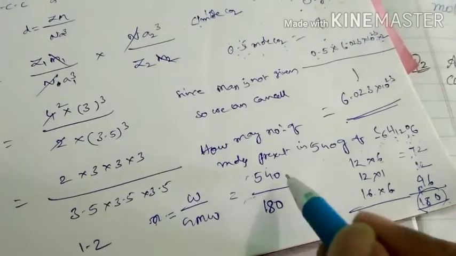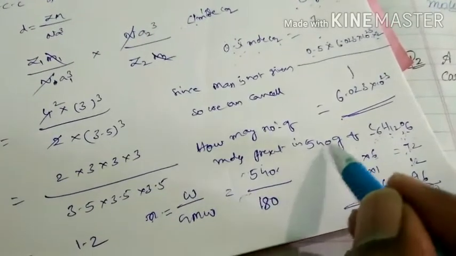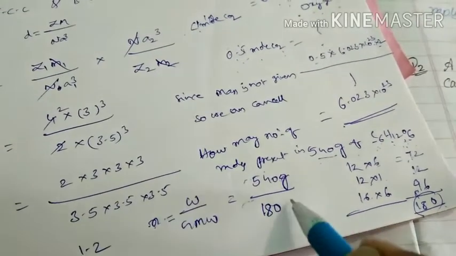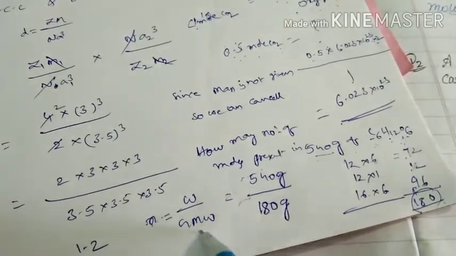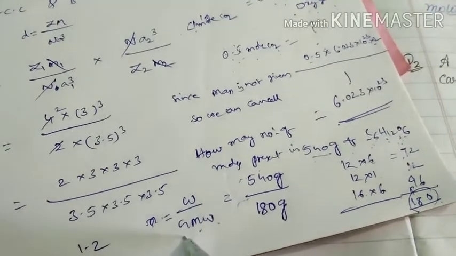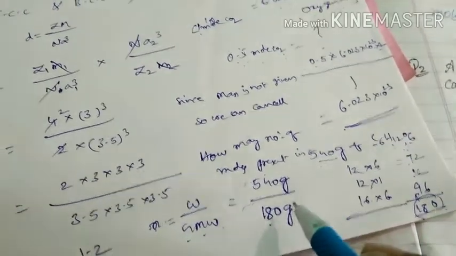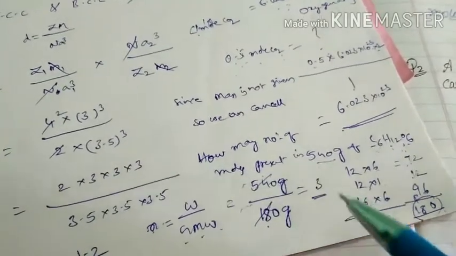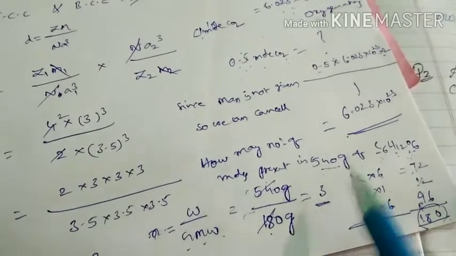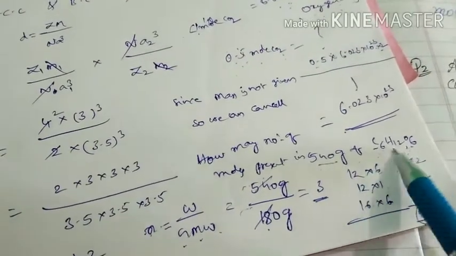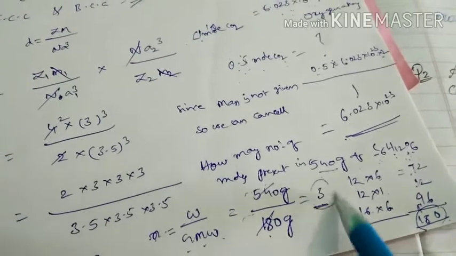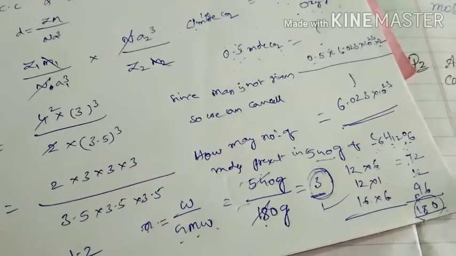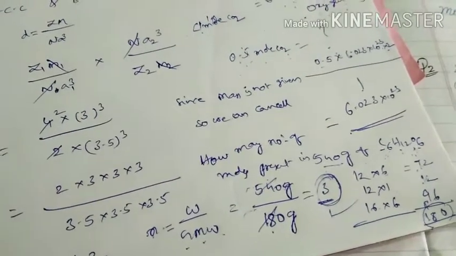Since the weight is mentioned in grams, it is better to always mention units. Here 180 grams, because if molecular weight is expressed in grams, it is considered gram molecular weight. So 540 by 180 is 3. What is the meaning of this 3? The 540 grams of C6H12O6 contains how many moles? 3 moles are present. So this is the way to calculate number of moles.